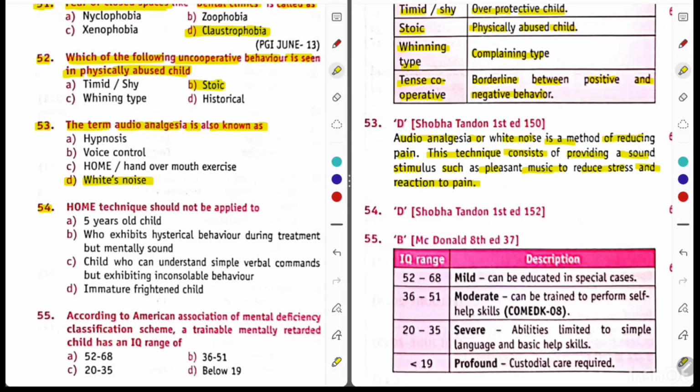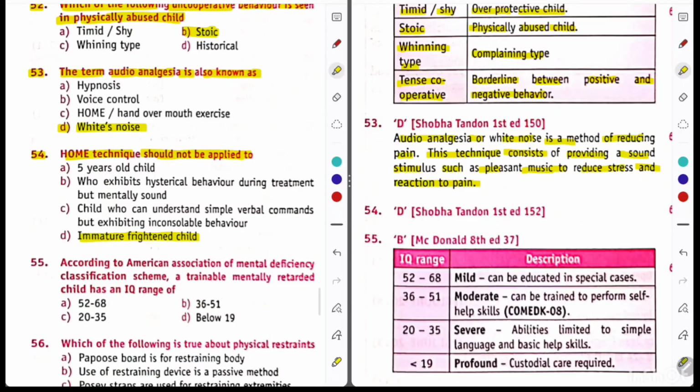Now question 54. Home technique should not be applied to option A, 5-year-old child, option B, who exhibits hysterical behavior during treatment but mentally sound, option C, child who can understand simple verbal commands but exhibiting inconsolable behavior, option D, immature frightened child. So the answer is option D, immature frightened child. Home technique should not be applied to immature frightened child.